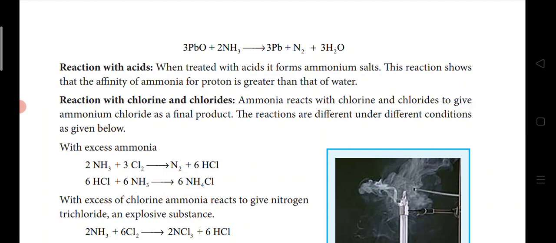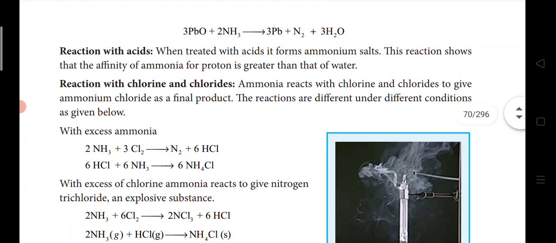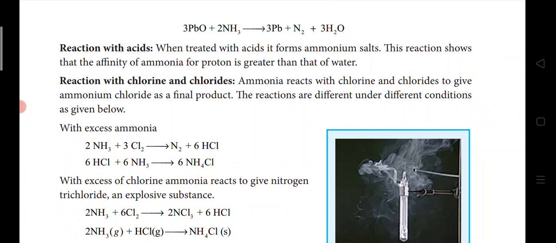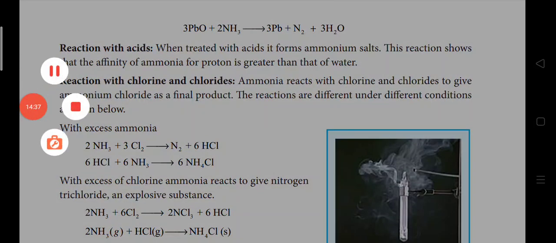And reaction with acids: when treated with acid it forms ammonium salt. And this reaction shows that the affinity of ammonia for proton is greater than that of water. So since it is treated with acid, it is forming ammonium salt. With acid, what does acid produce? It produces H plus ions. So those protons are highly fond of ammonia. So instead of dissolving in water, they have greater affinity to react with the acid, which is a proton.